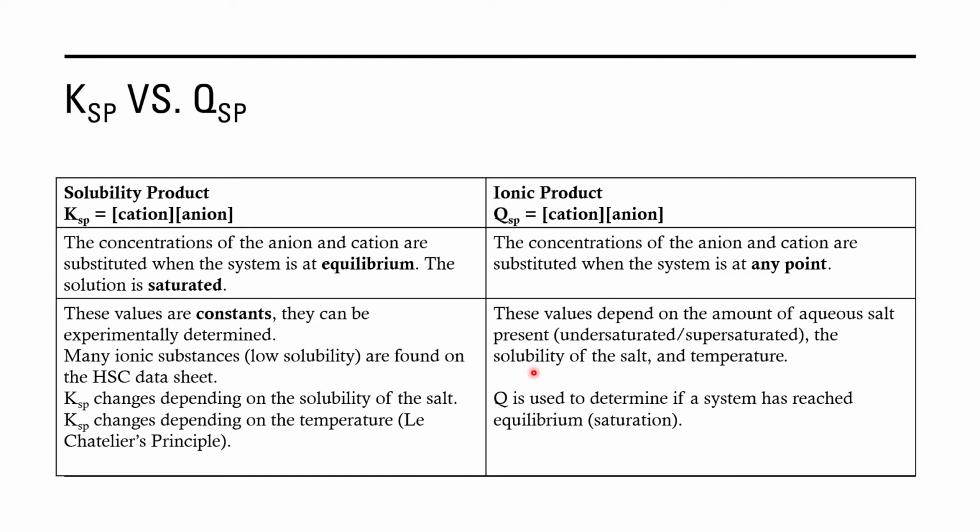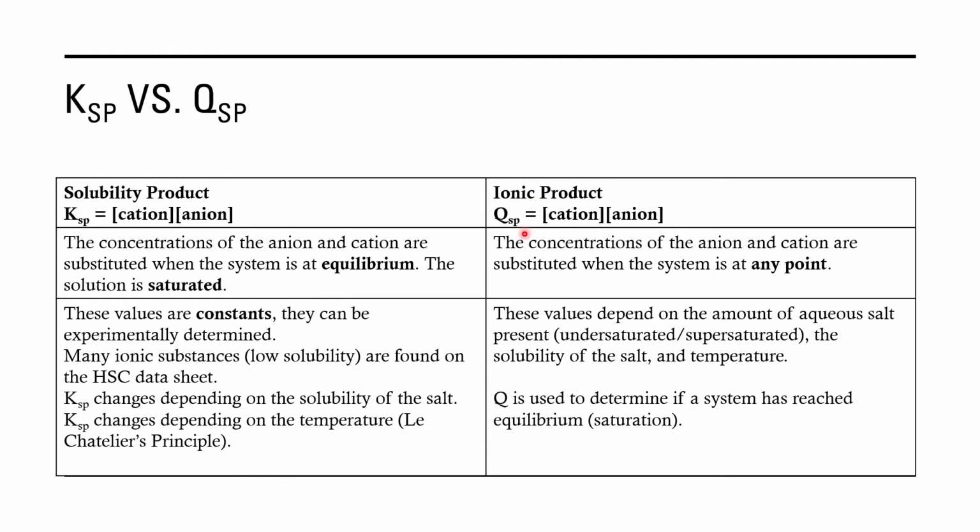It's the product of the cation and anion concentrations at equilibrium. In other words, the point of saturation where no more ions can be formed, no more dissociation can happen in the solution. These values are always constant, similar to Keq. They're experimentally determined at different set temperatures. The substances that you see on the data sheet all have really low Ksp values. What that means is that they have low or little solubility, and those substances can be found on your HSC data sheet. We also know that the Ksp of different salts can change depending on the salt itself and what its solubility is, but it can also change due to temperature.